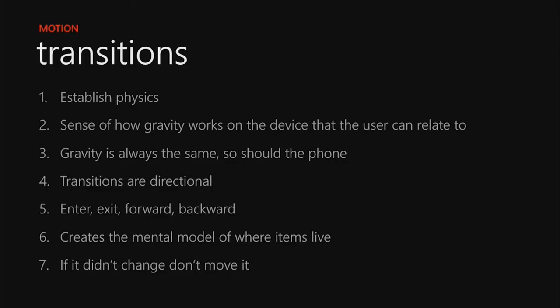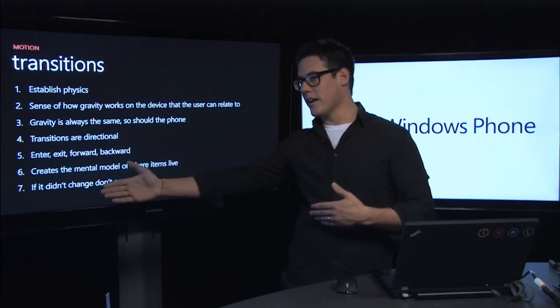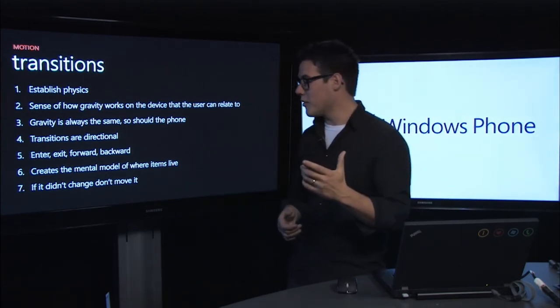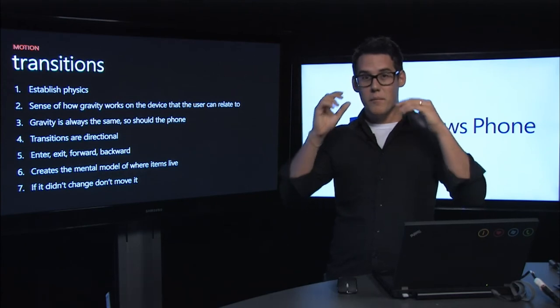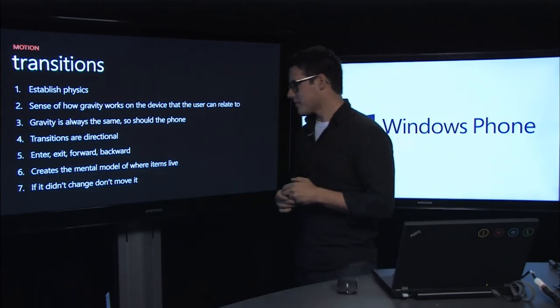Transitions are directional, and this is what I was talking about with in and out. Make sure that when you enter, exit, forward and backward, create the mental model of where items live. You want them to feel like items exist in certain places, even when they're loaded away. They've swung out of the way to the left, they swung out of the way to the right, but when they click and go back into that item, it's a very subtle thing. Most users don't understand it when they use a Windows Phone, they just know it's delightful.